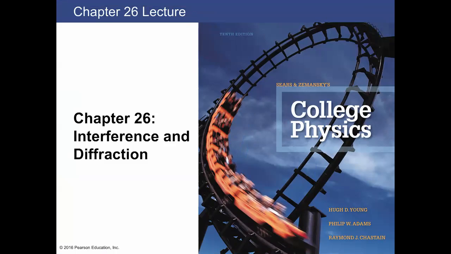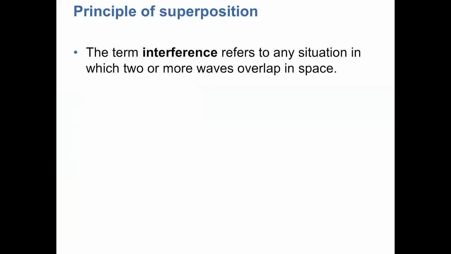All right, everyone. So we have the last chapter of the semester, chapter 26, which is on interference and diffraction. One of the things we learned in physics 6, we learned about waves, and we learned about some of the unique properties of waves. And one important property was that waves can interfere.